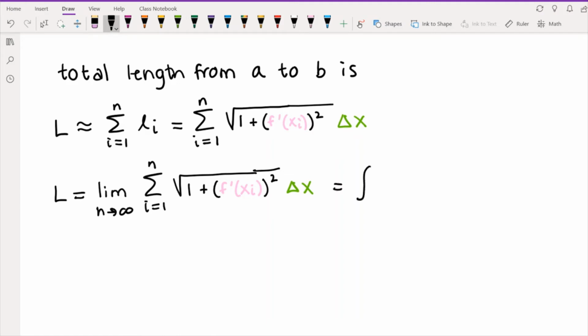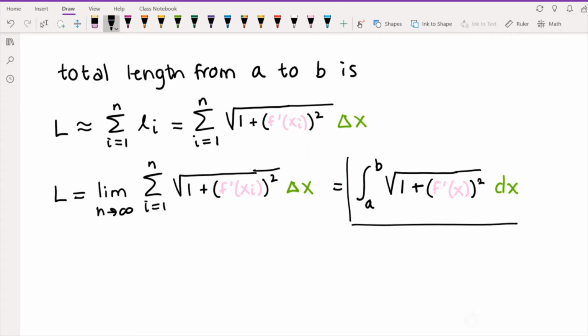And so we've seen that when you take the limit of a sum, it becomes an integral. So this is going to become the integral, and specifically an integral from a to b of the square root, which is still here, and f prime of xi just becomes f prime of x. And so we're taking f prime of x and squaring it, and then the delta x becomes a dx. So that's our formula.